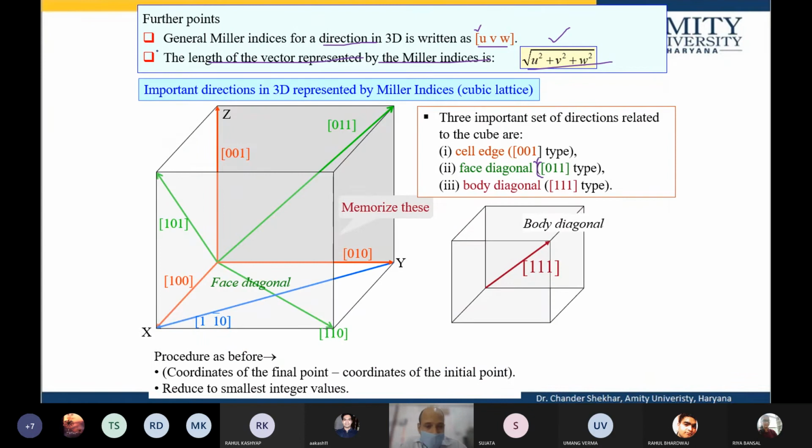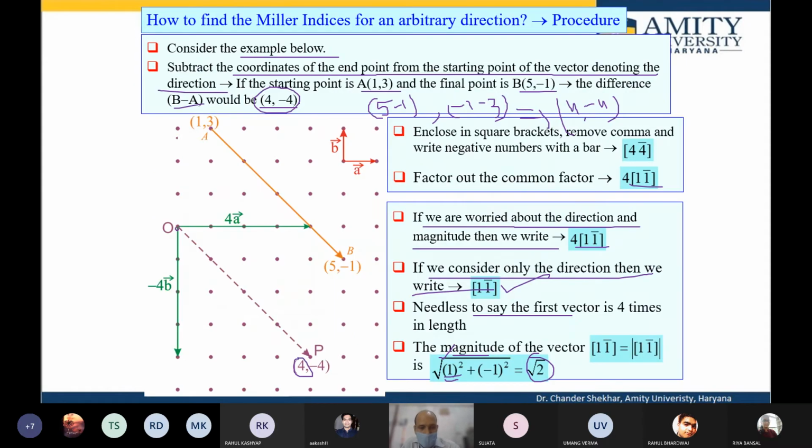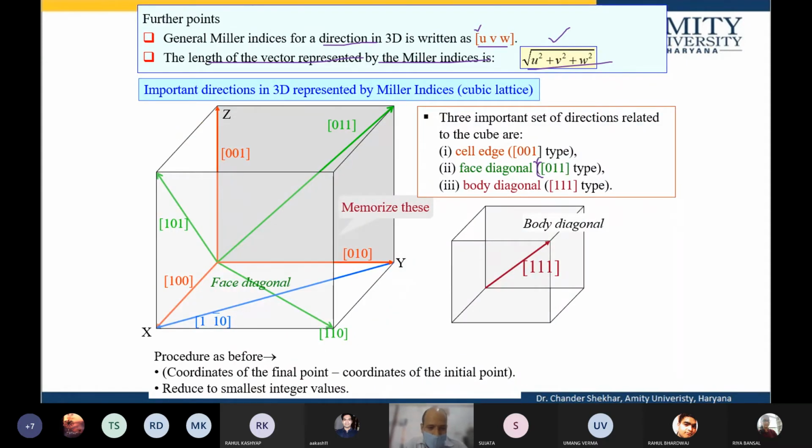If we look at Miller indices of different planes, this is just an example. In the next few examples we'll see how these are calculated. We have discussed this for 2 dimensions; if you look at 3 dimensions, these greens are basically the face diagonals, and this is a simple cubic.